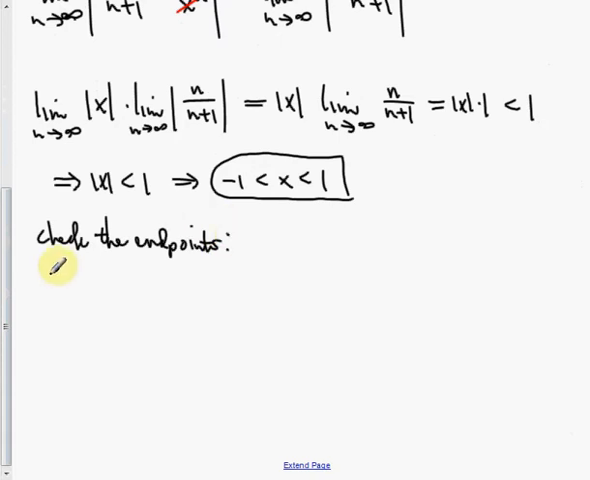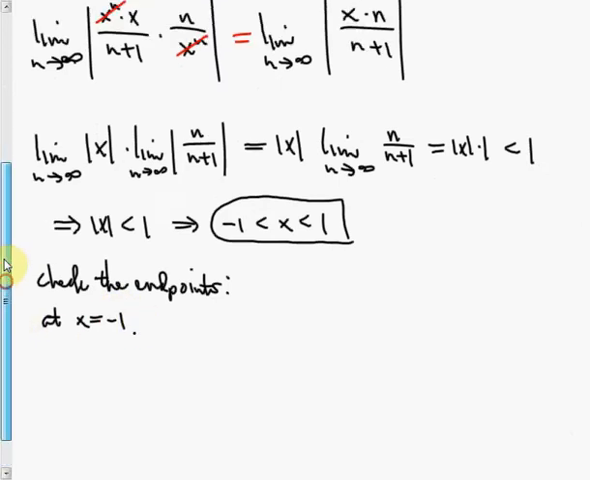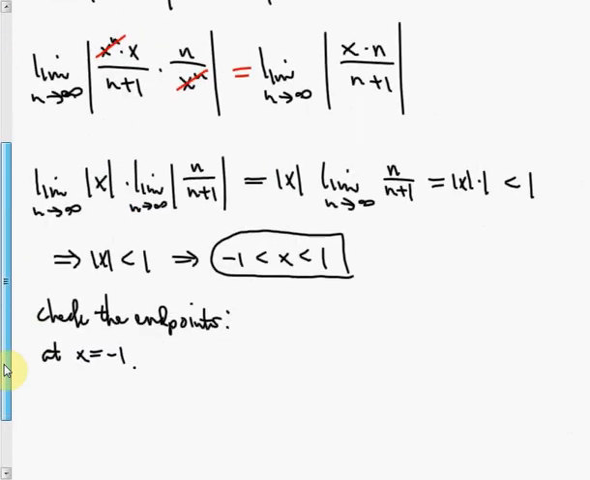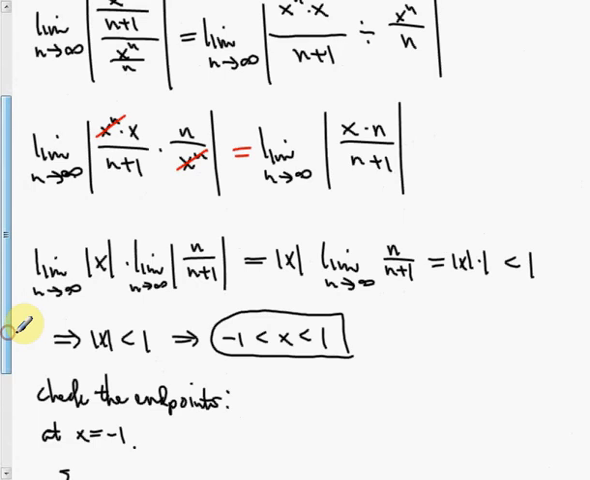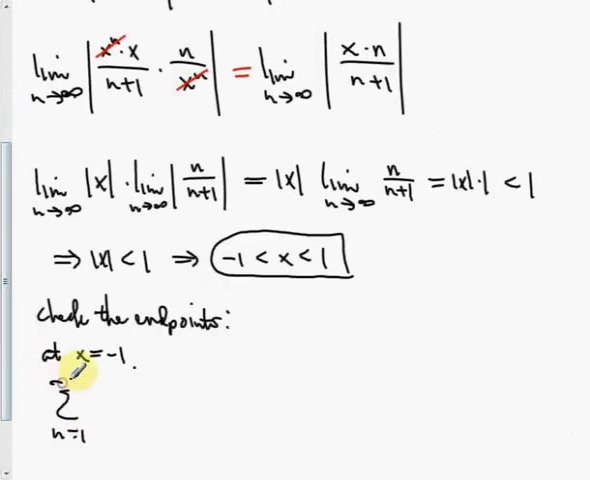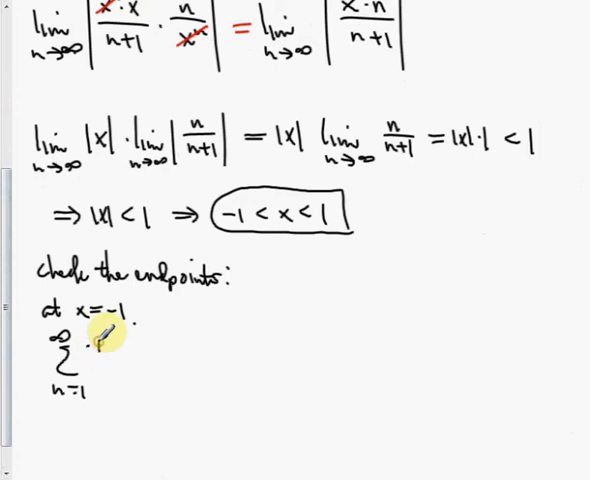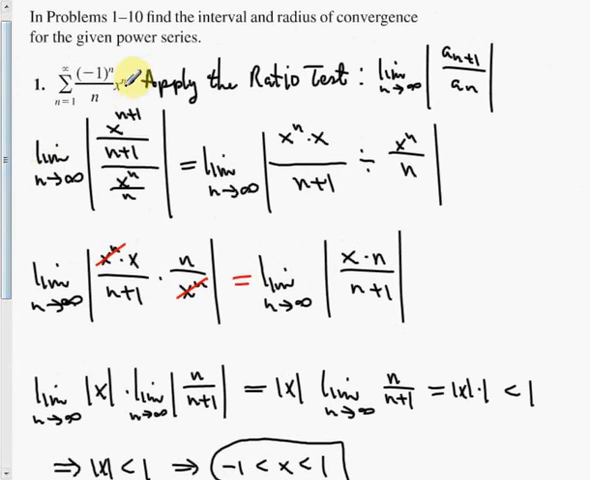The endpoints. So we check here first at x equal to negative 1. So I go back to the original power series and I plug in x equal to negative 1. This is the summation as n goes from 1 to infinity. It has a negative 1 to the n there, divided by n, and times x, which now is set to be negative 1, x raised to the n.